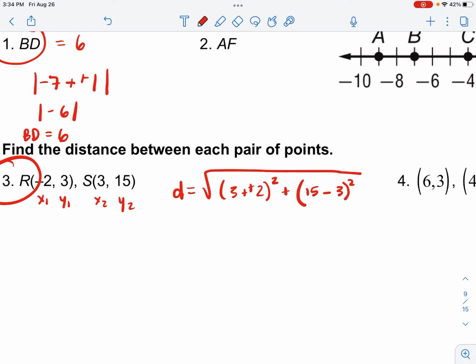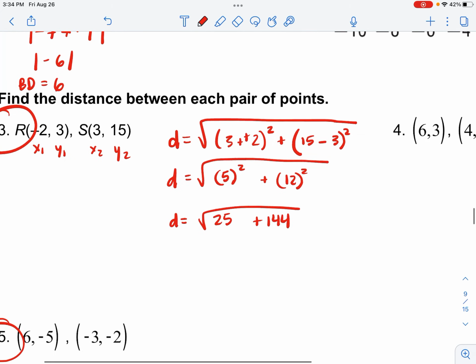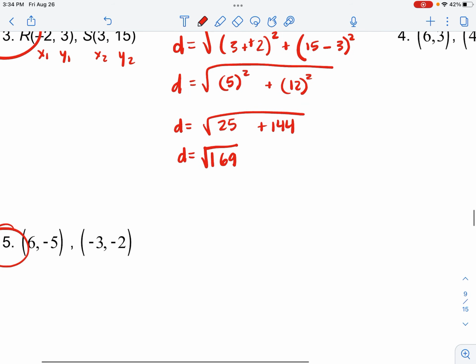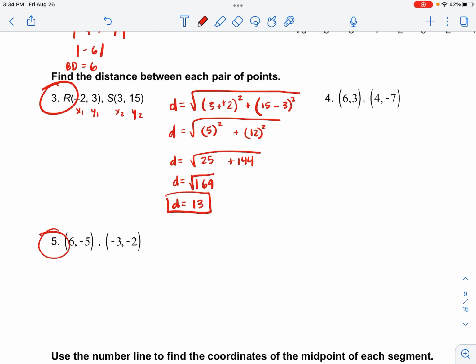3 minus a -2, you can turn those into pluses. 3 plus 2 makes this 5. Make that squared. 15 minus 3 is 12. Remember, we do parentheses first in order of operations. And we still have the square root symbol here. Keep going. 5 squared is 25. Plus 144, bring the square root down, bring D is equal to down. 25 plus 144 is equal to 169. Don't forget the square root symbol. And the last step would be to find what the square root of 169 is. And that is a perfect square, meaning this is equal to 13. So this distance here is 13, okay?